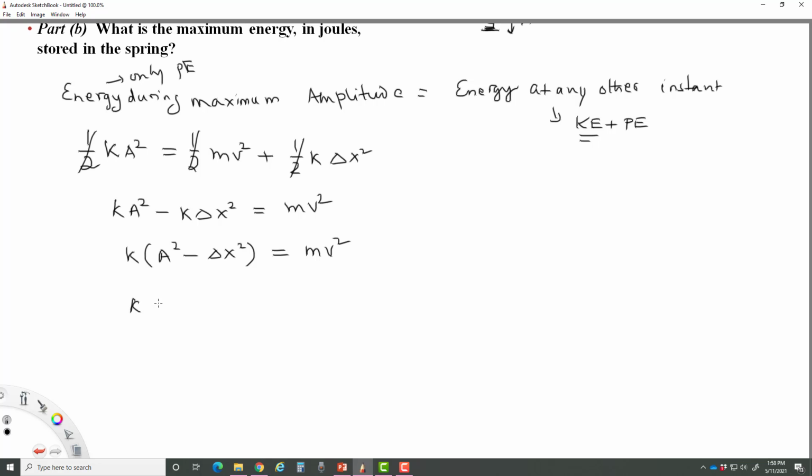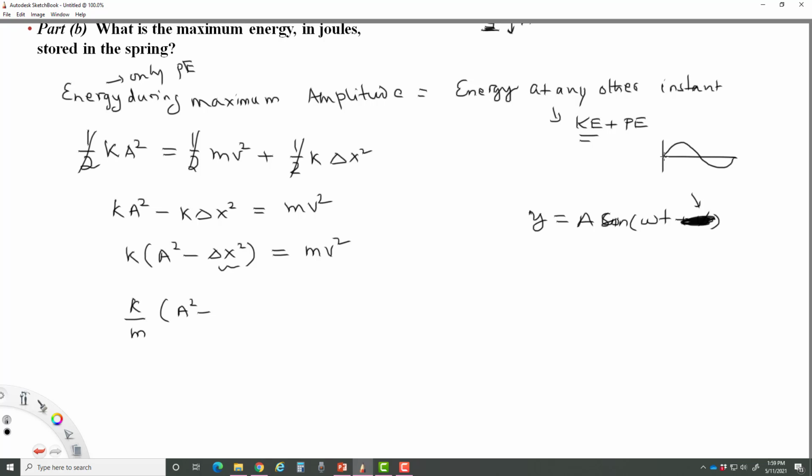And then K, this m, divide both sides by m, you get K over m. A squared minus the displacement squared, and for simple harmonic motion, displacement is given by this formula, A cosine or sine of omega t plus phi. Or you can just write it without that, since we don't care about it. This phi basically tells us where the curve starts.